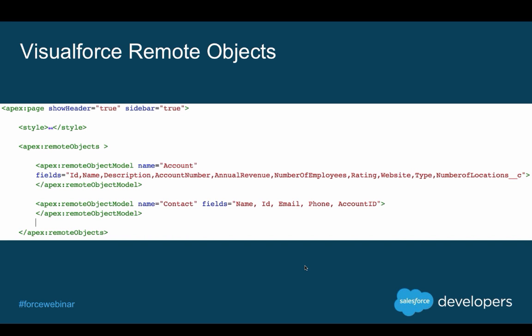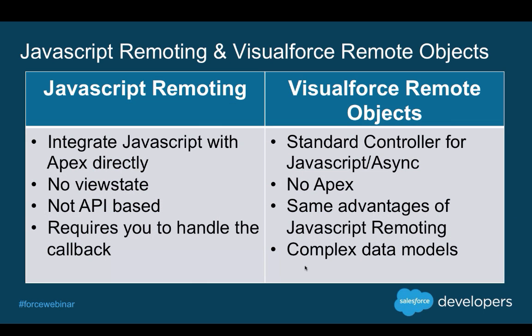It's a standard controller for you to use in JavaScript to allow you to have these interactive pages, these nice lean pages that don't have to have the post-back look going on. So it's worth just differentiating quickly the difference between JavaScript Remoting and JavaScript Remote Objects. Visualforce Remote Objects. JavaScript Remoting allows you to call an Apex method that's in an Apex class from JavaScript directly.